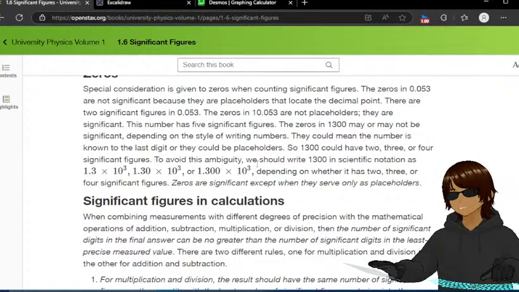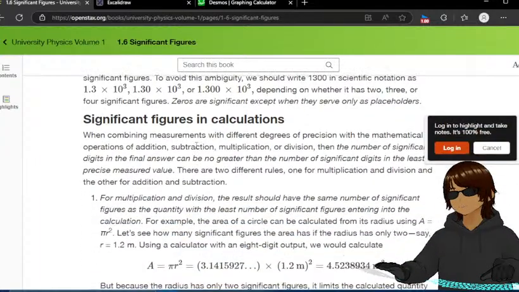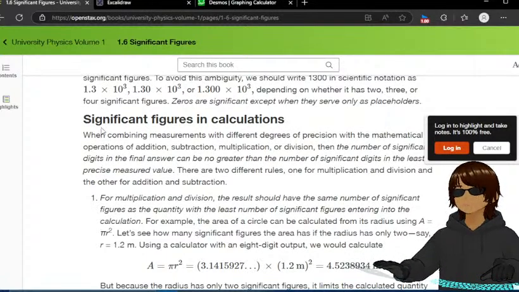To avoid this ambiguity, we should write 1300 in scientific notation as 1.3 times 10 to the power of 3, or 1.30 times 10 to the power of 3, or 1.300 times 10 to the power of 3. So the digits over here would be the significant digits. This way we know that these two zeros are significant and not just placeholders, depending on whether it has 2 or 3 or 4 significant digits. Zeros are significant except when they serve only as a placeholder.